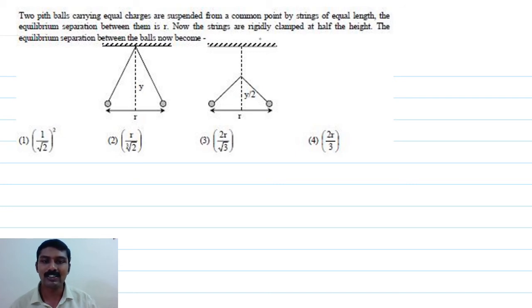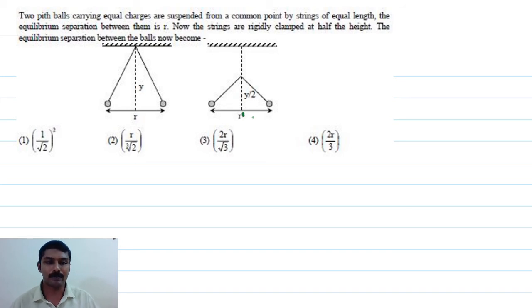Now the strings are rigidly clamped at half the height. That means you are making the strings joined at that particular center, half the distance, so clamped at half the height. The equilibrium separation between the balls now becomes r dash. The distance between the two charges is definitely going to change. What is the relation connecting r dash and r? So that is our question.